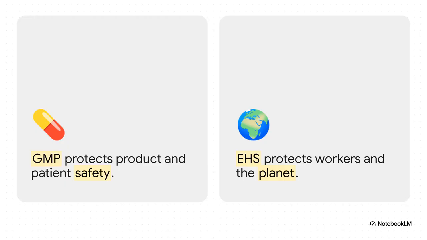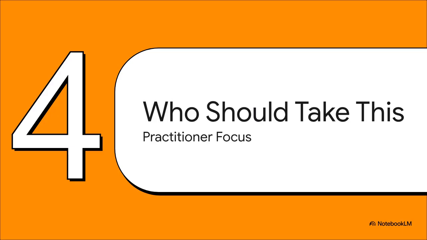Wrapping up the curriculum, we hit the intersection of GMP and EHS, environment, health, and safety. It's a really important distinction, but they are incredibly connected. GMP protects the product and the patient, EHS protects the worker and the planet. In any world-class site, these two reinforce each other. I mean, a chemical spill or a workplace hazard can easily trigger a catastrophic quality deviation if your systems aren't integrated.